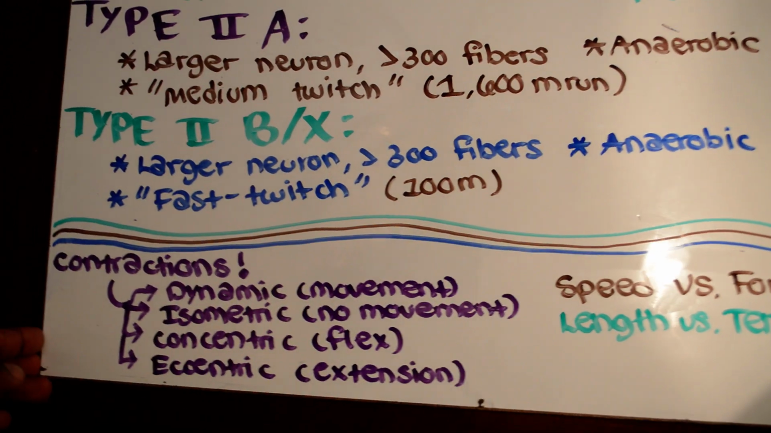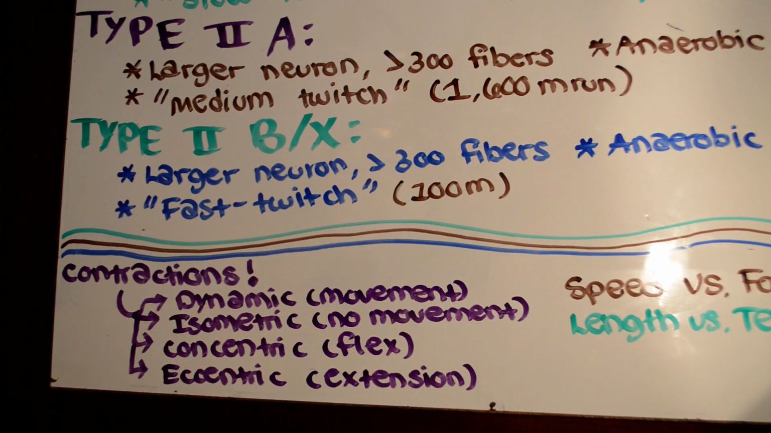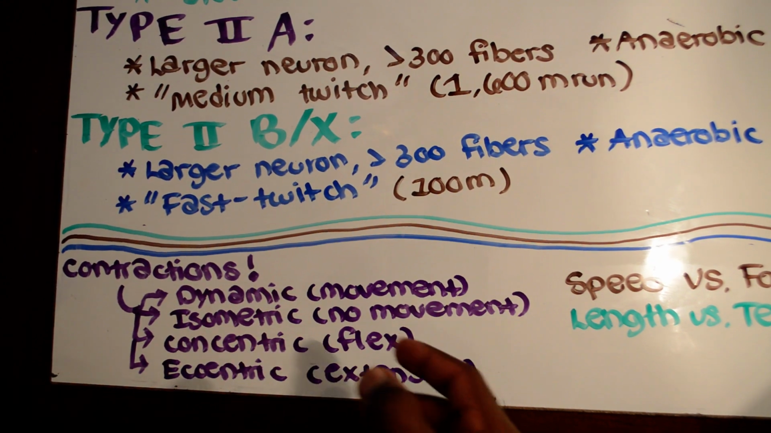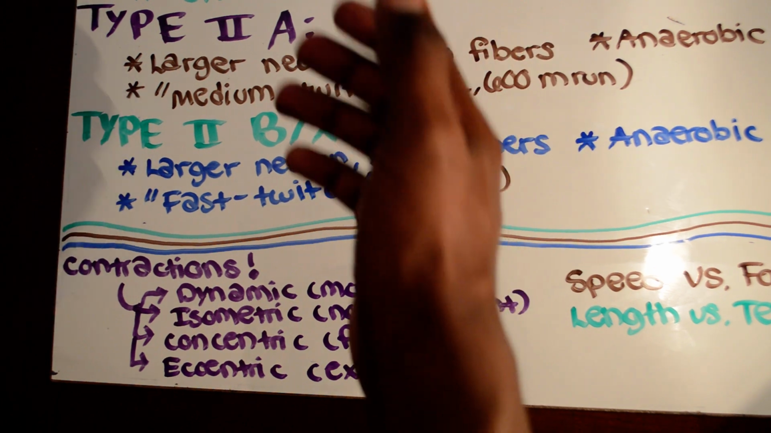In the last parts of our video, we're going to talk about a different type of muscle contraction. The first one we're going to talk about is dynamic contraction. So dynamic literally just means movement across a joint.